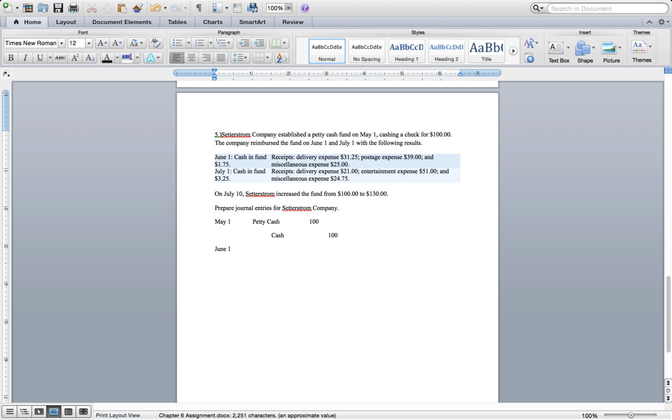Alright, so it says here you have receipts here. Delivery expense, postage expense, and miscellaneous expense. Okay. So I'm going to start off again by debiting the expenses. First one is delivery expense for $31.25. Okay. My next expense will be postage expense, which would be $39. And we're also going to debit the last one, miscellaneous expense. This was for $25.